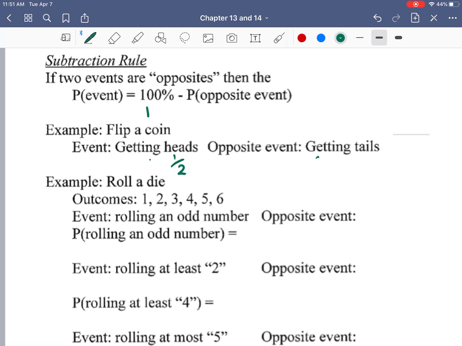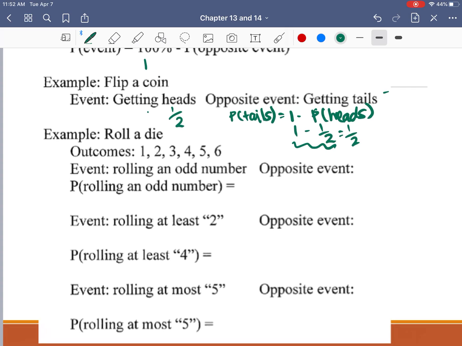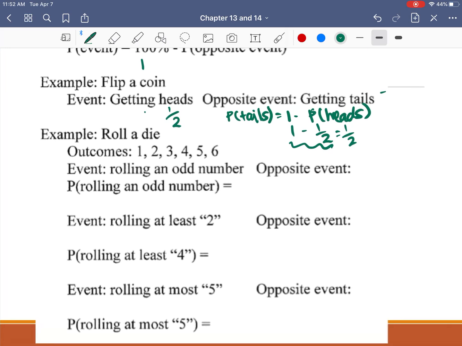So the probability of getting heads is 1/2, which means the probability of getting tails is equal to 100% or 1 minus the probability of getting heads, or 1 minus 1/2, which is 1/2. Okay, that one, of course, the probability of getting tails is 1/2. This work right here is more confusing than just saying, yeah, we know it's 1/2. So let's look at it where it might be a little more useful.